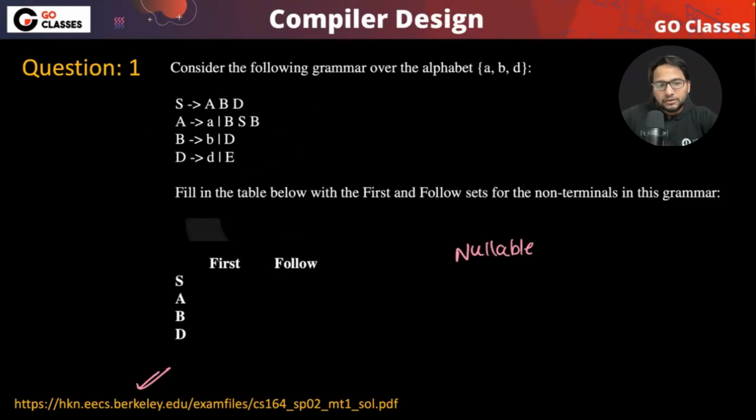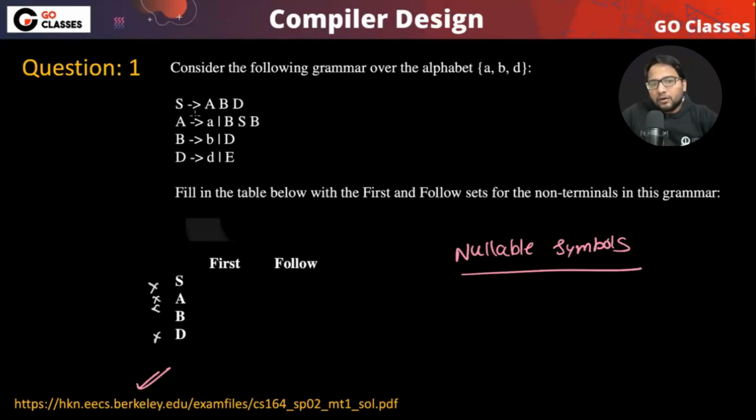Nullable symbols. What are the symbols which are nullable here? Can anyone tell me? What are the terminals which are nullable? See, this is a, b, d. So I think there is nothing. Neither S nor A nor B nor D, nothing is nullable. Not an issue. If something is nullable, then the first will contain epsilon. If that is not nullable, then first will not contain epsilon. So there is no epsilon in the first.